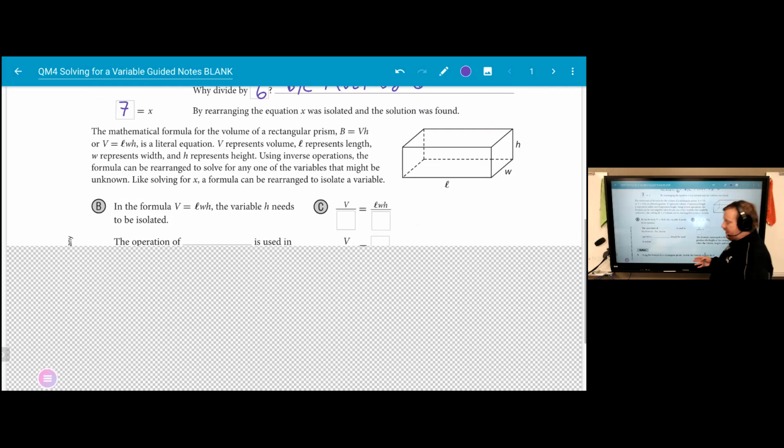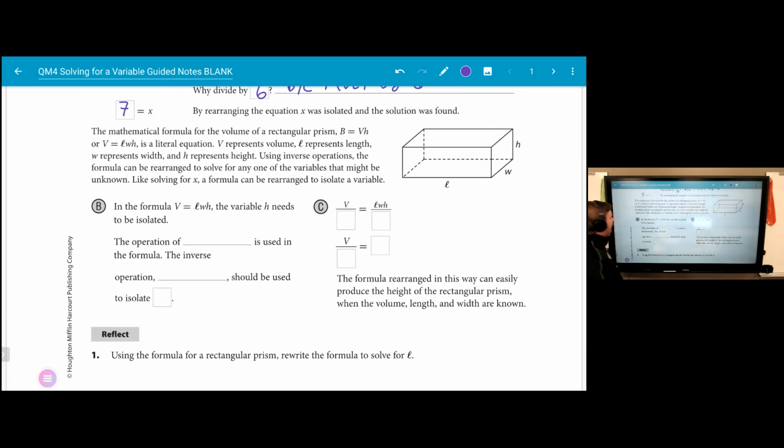How are we going to do this part? It says the mathematical formula for the volume of a rectangular prism, or more commonly, volume is equal to length times width times height, is a literal equation. We've got a whole bunch of variables in there. V is the volume, L is the length, W is the width, and H is the height. Using inverse operations, we can rearrange this formula to solve for anything. It doesn't have to be V equals. We can make it L equals, or W equals, or H equals.